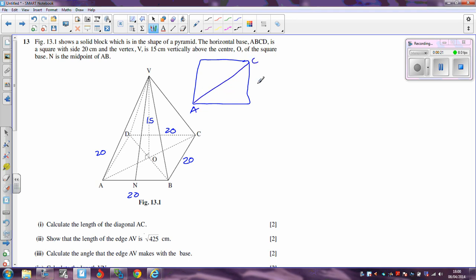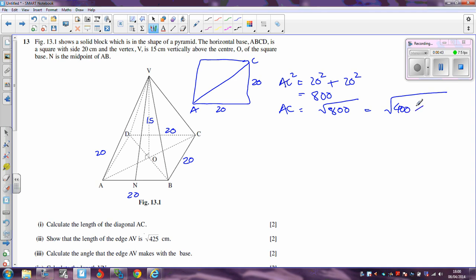I'm looking for this length here, knowing that that's 20 and that's 20. So AC squared is just going to be 20 squared plus 20 squared, which is 400 plus 400, which is 800. So AC is the square root of 800. Now I'm going to write that. I've realised I can rationalise it by making it into 400 times 2, and then split that into the square root of 400 times the square root of 2, which is actually just going to be 20 root 2.